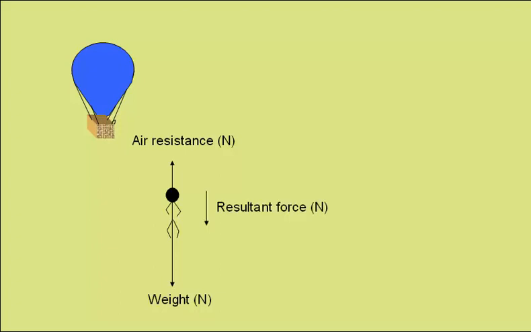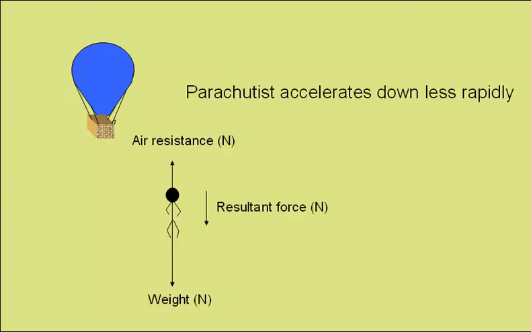Now, a short time after the jump, the parachutist will now have a downwards velocity. His weight will not have changed, but now he will have air resistance due to his downwards motion. This gives a smaller resultant force, and so a reduced acceleration. He's still getting faster, but at a lower rate.